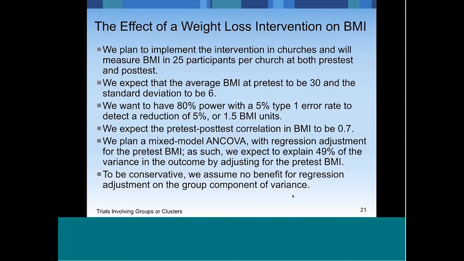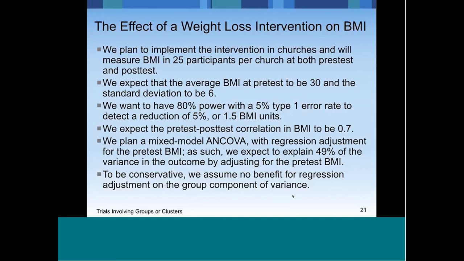So our unit of assignment here is going to be the church, and that way we don't have to be concerned about members of the church interacting with one another. We're not trying to keep them from talking to one another as we would need to do if we were randomly assigning individuals within a church to intervention or control. In this case, it's a group or cluster randomized trial, and everybody in the same church gets the same intervention. The general idea going into this is that we'll measure BMI in 25 participants in each church at both pre-test and post-test.